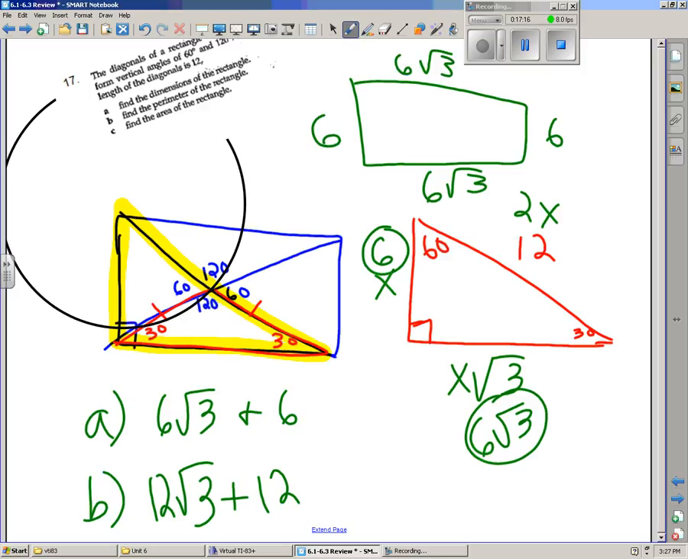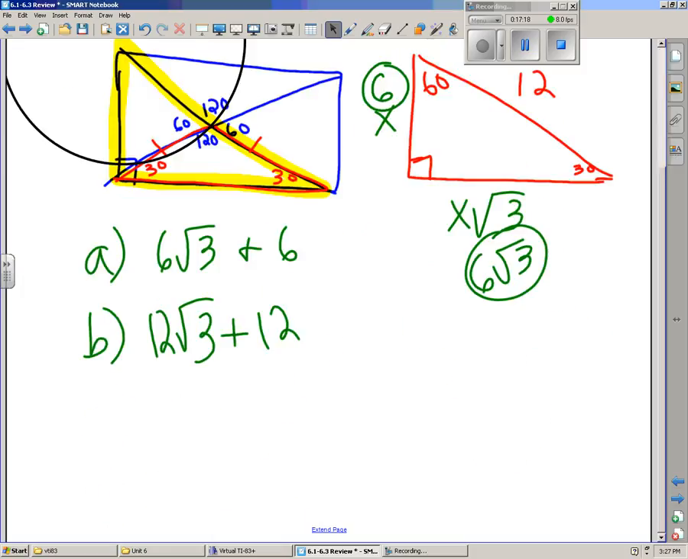And then the area of the rectangle, the area of the rectangle is base times height, which is 36 rad 3. And there is the answer for this messed up page.